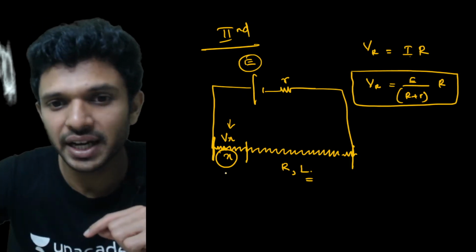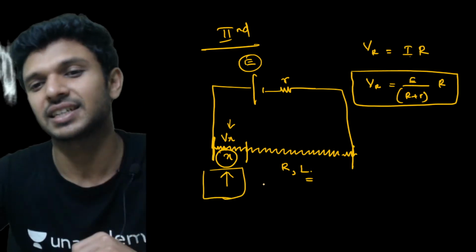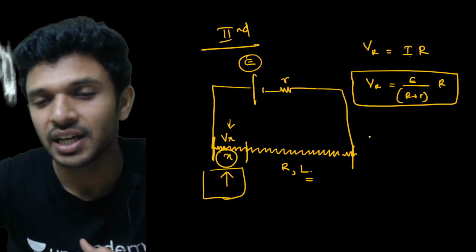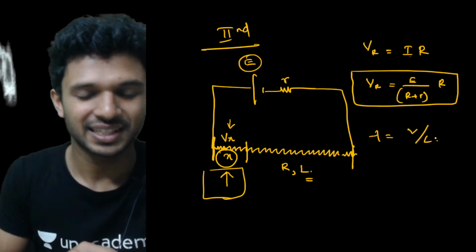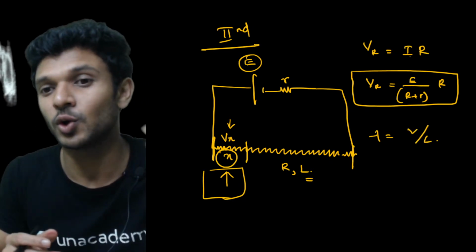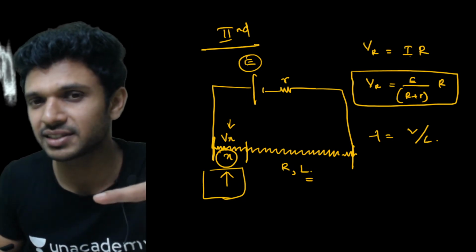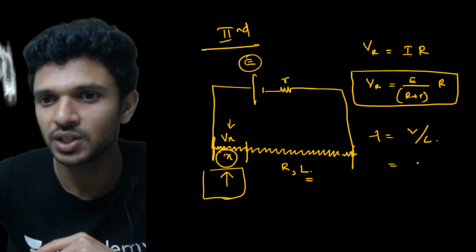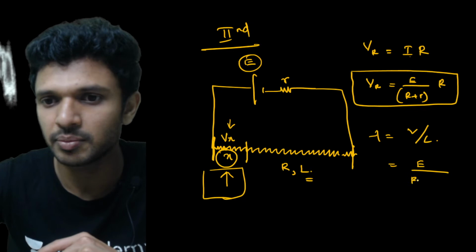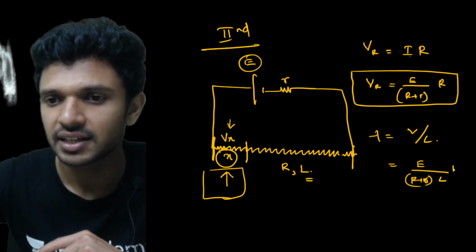So if you want to find out the voltage dropped across a length of X, what you need? You need the voltage per unit length, isn't it? There you need price per unit mass. So here you need voltage per unit length. What's the voltage per unit length? E divided by R plus R, divided by L, into R.